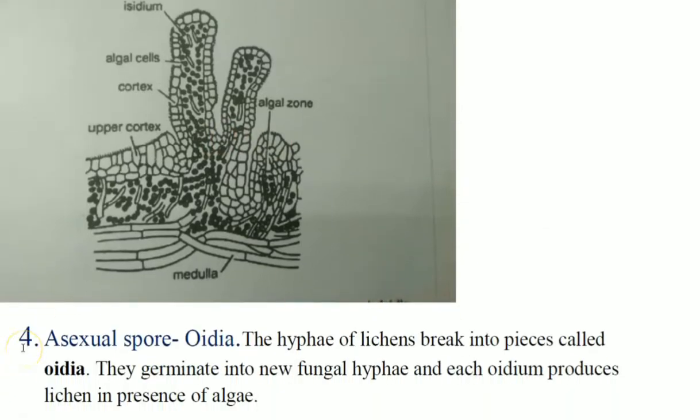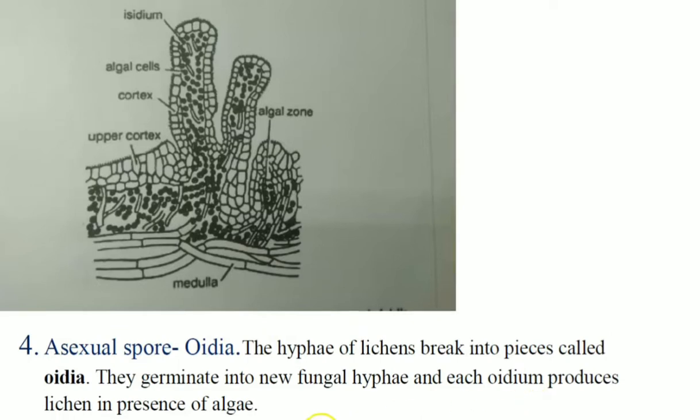Then the fourth type is asexual spores called oidia. The hyphae of lichens break into pieces called oidia. They germinate into new fungal hyphae, and each oidium produces lichens in the presence of algae.